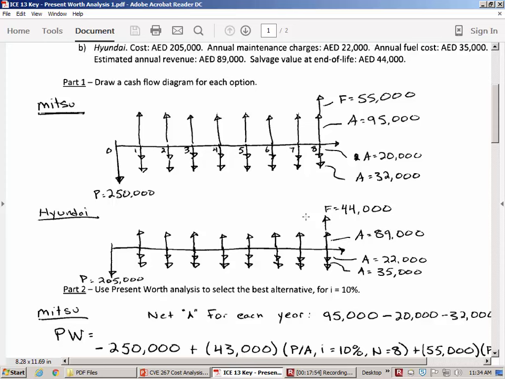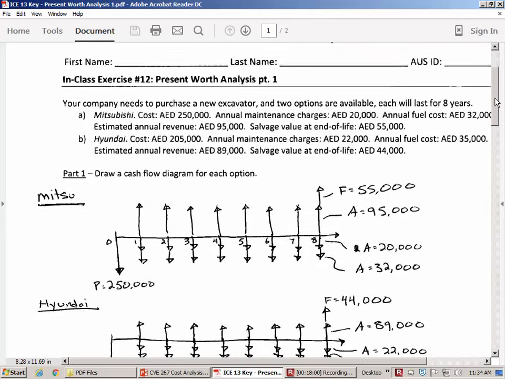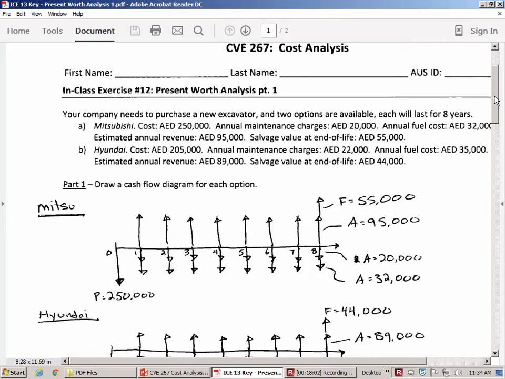We've got the annual revenue, and I got a good question as I was circulating around. Somebody said, if both of these are excavators that are going to be doing the same job, why should you get more revenue from the Mitsubishi than you do from the Hyundai? Because you can see the Mitsubishi is giving you revenue of 95,000 and the Hyundai is giving you revenue of 89,000. And a situation where that would be the case is if one of the equipment pieces is more efficient than the other, like if it can work more quickly.